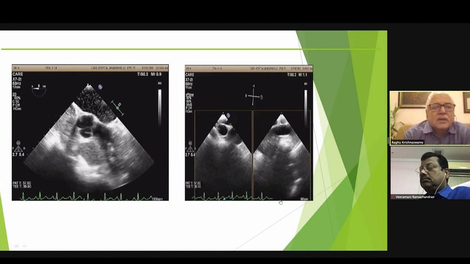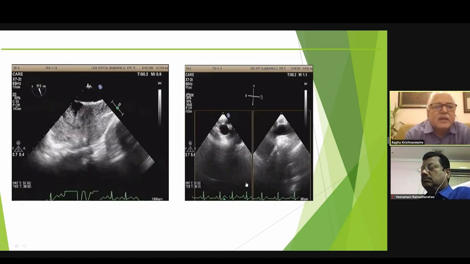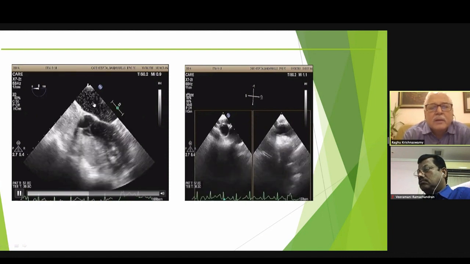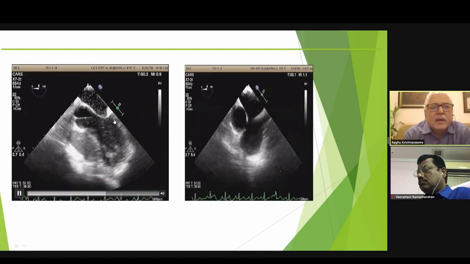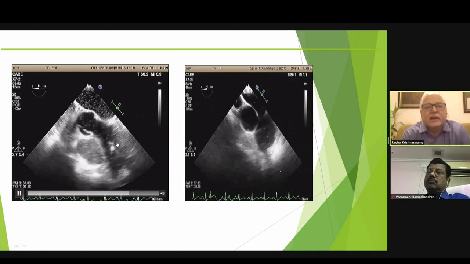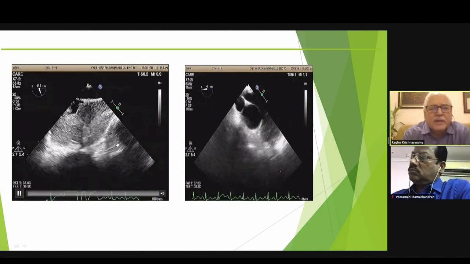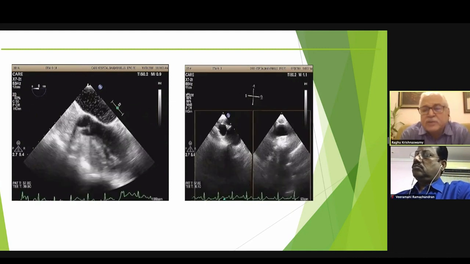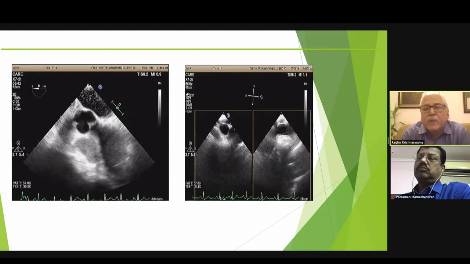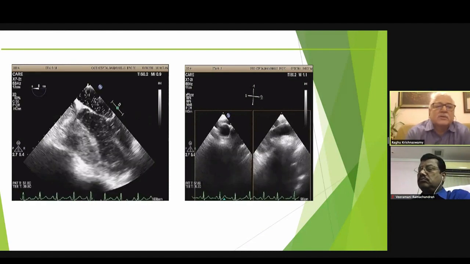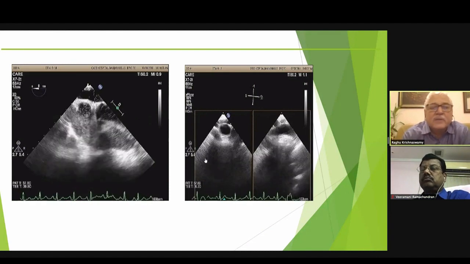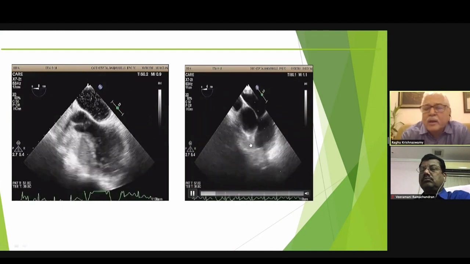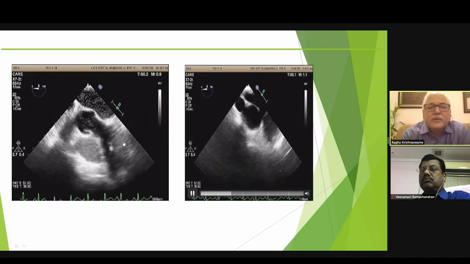So the contrast was done, and you can see very clearly that there is intermittent opacification of the LA and the LV with saline contrast. It's a very small shunt, but that is enough to suggest that there is always a possibility that this patient not only can have a pulmonary embolism, but can also have a paradoxical cerebral embolism from a mass within the right atrium.